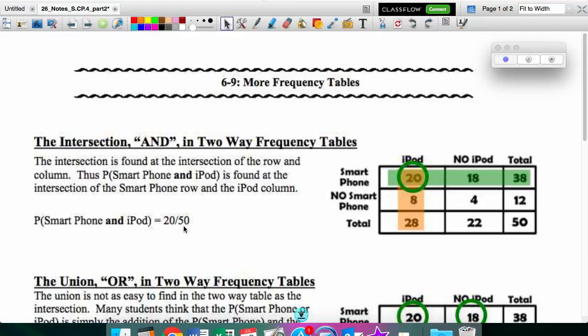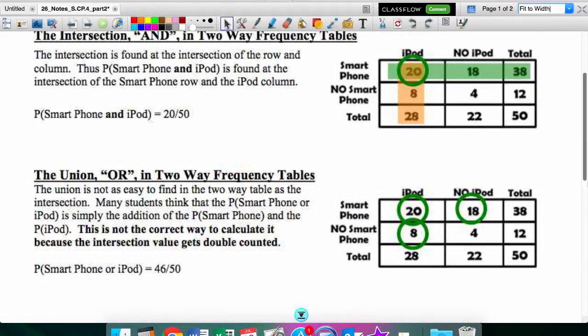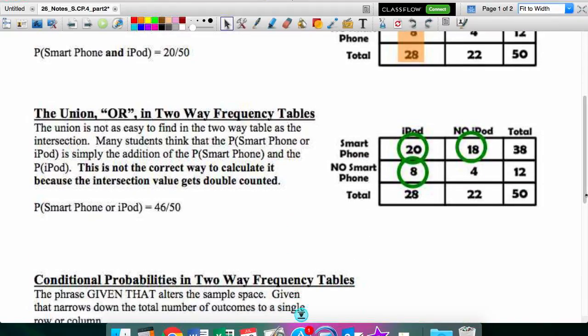So intersection probabilities are fairly easy. Just find the joint value over the total. Unions are a bit more difficult. Unions will be the combination of all of the data values that fall within those categories. So if we want the union of smartphone or iPod, we actually want to add all of the joint values which fall in that category.